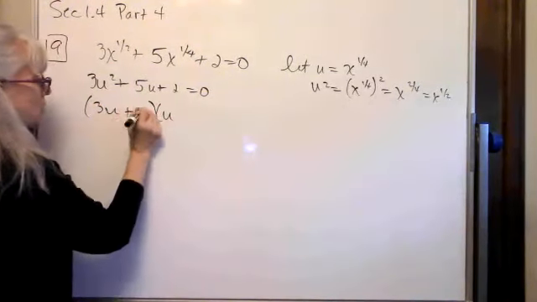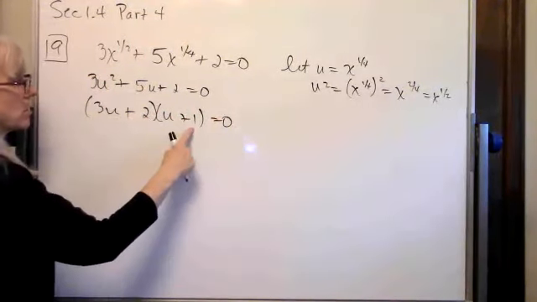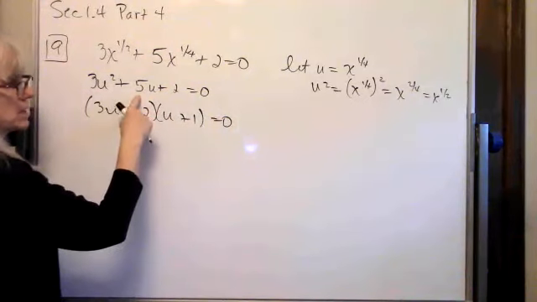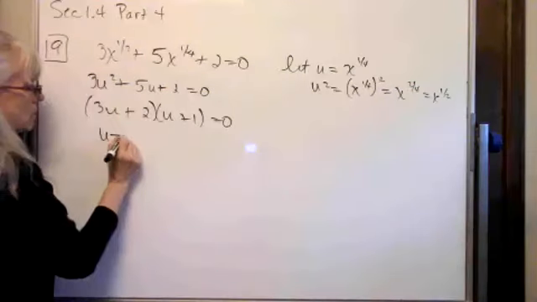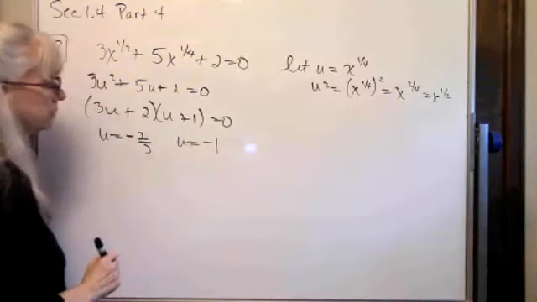So I'm going to have 3u plus 2 and u plus 1. Let's double check to make sure I factored correctly. This will give me a 3u. This will give me a 2u, which adds to the 5u. So u equals a negative 2/3 and u equals a negative 1.